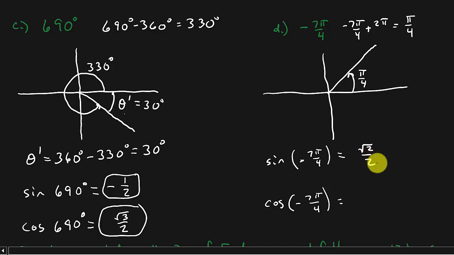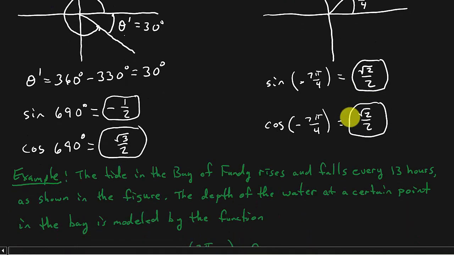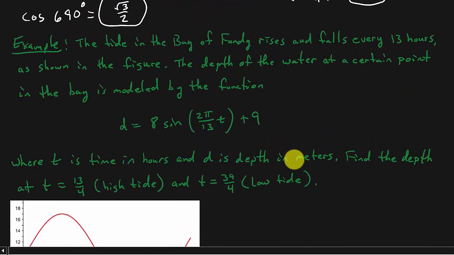Which quadrant am I in? First quadrant. Well, in the first quadrant, we know they're all positive. Same thing here, cosine of pi over 4, square root of 2 over 2. We're in the first quadrant. Cosine is positive. Don't forget, all students take calculus. All right, well, look at this. This is the last problem here.